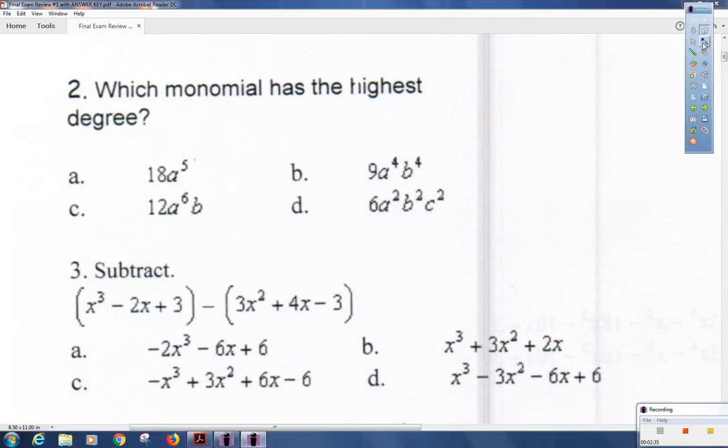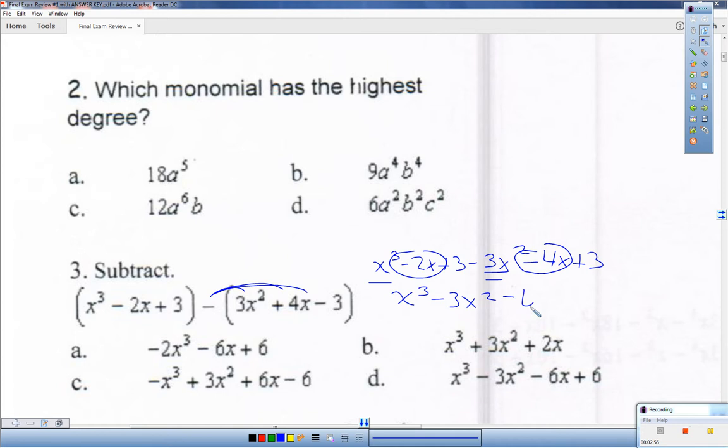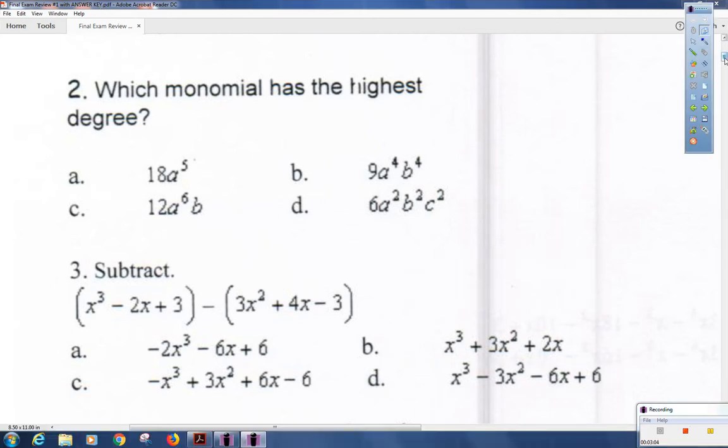Alright, for number 3, it says subtract. Remember to change your signs in the second. So this is x cubed minus 2x plus 3 minus 3x squared minus 4x plus 3. Combine my like terms, so I'm going to have x to the third minus 3x squared minus 6x plus 6. And so that would be answer choice D. Alright, let me arrow down.